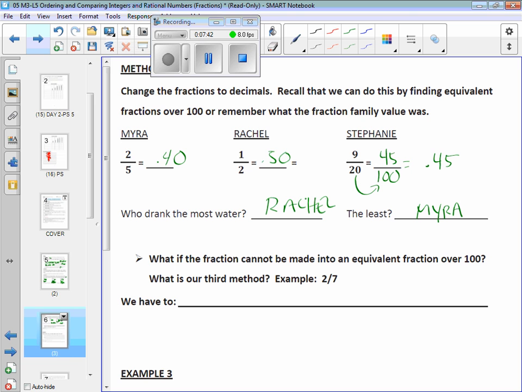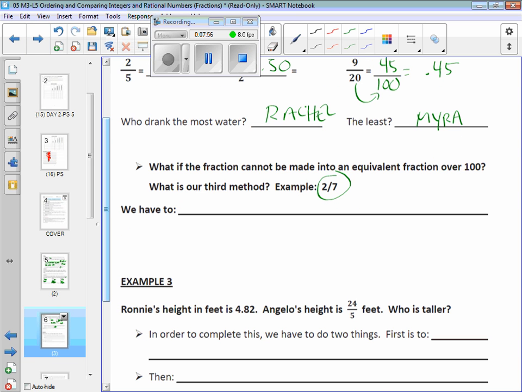Very good. All right, so any fraction can be made into a decimal. Some are easier than others. If you get a fraction like 2/7, you have to do denominator into numerator. So just to show you it again, it's probably a good idea to show this to you anyway because a D into N question is on this week's review sheet.